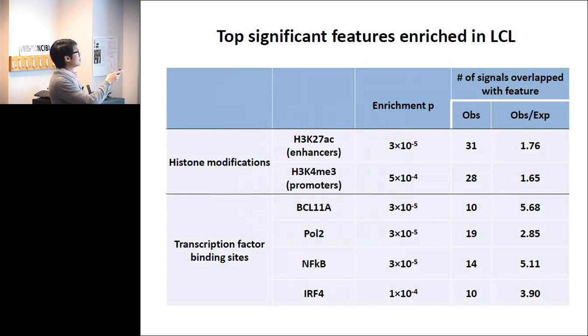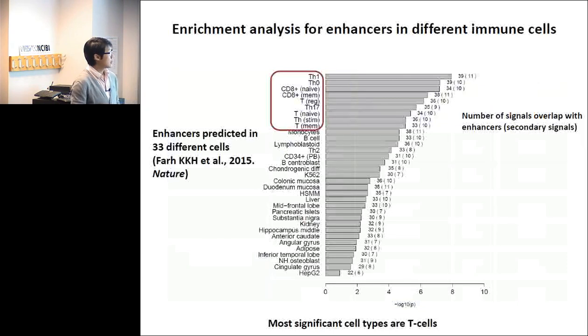Okay, before that, because LCL was one of the most studied cell lines in ENCODE, we also look into other different genomic features to see what others are enriched. These are the top 7 features. Besides those histone modifications, we also look at different transcription factor binding sites, and we observe that some of those transcription factors that are involved in immune mechanisms, like NF-kappa B, the binding sites are actually enriched as well.